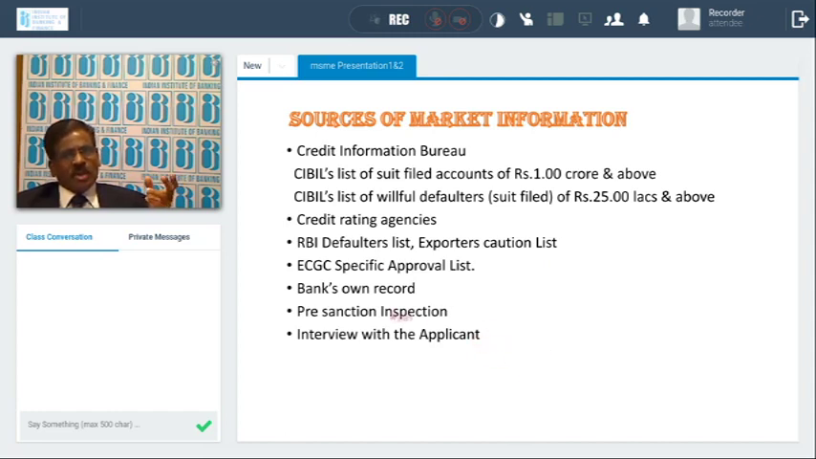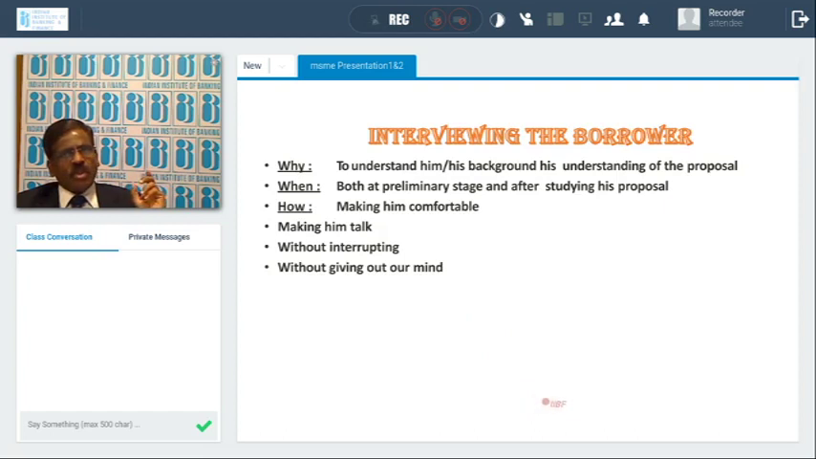And the primary, main job you have to do is to interview the applicant. What information can you get from there? Why do you interview the borrower? To understand the proposal, to understand the borrower. You can interview the borrower both at the preliminary stage and after studying the proposal.